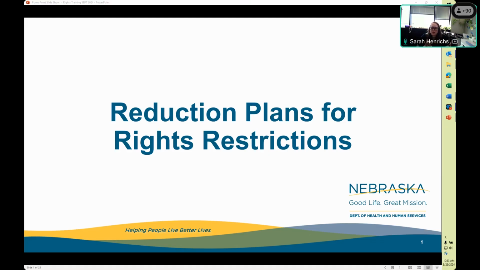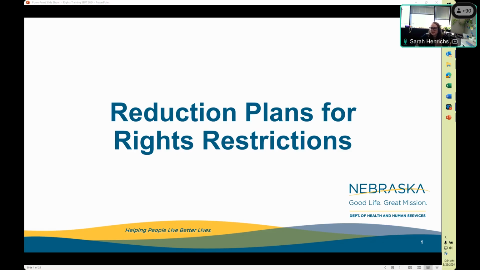So as we all know, when we're using rights restrictions, we have to have some safeguards in place to really make sure that we are thoroughly discussing whether a restriction is necessary and appropriate, least restrictive, that the risk it's mitigating genuinely outweighs the risks around using a rights restriction, all of those different things. And in my opinion, one of the most important parts of those safeguards is the reduction plan. And it is something that we have historically struggled on. It is the most missed safeguard in our ISP reviews.